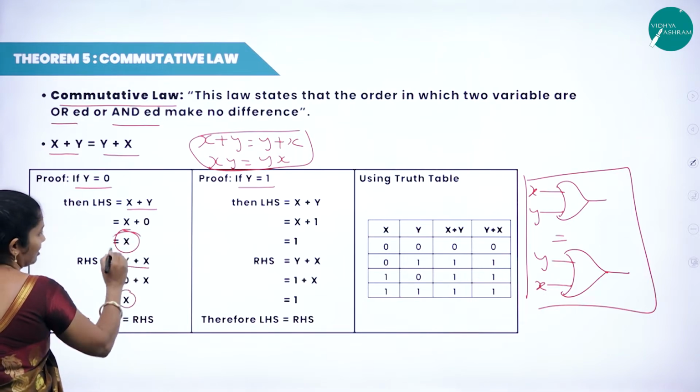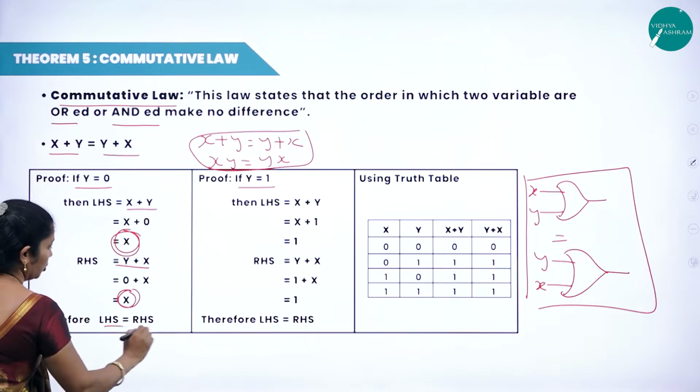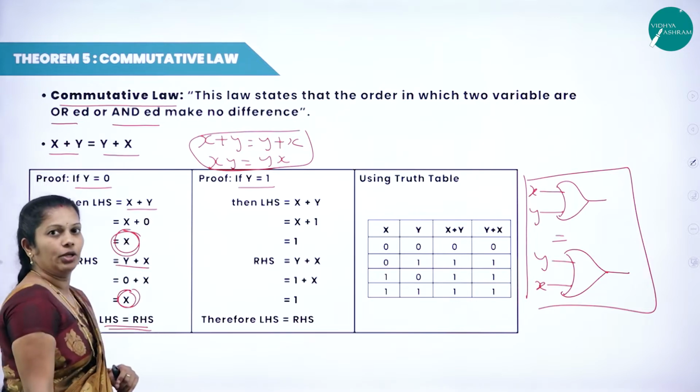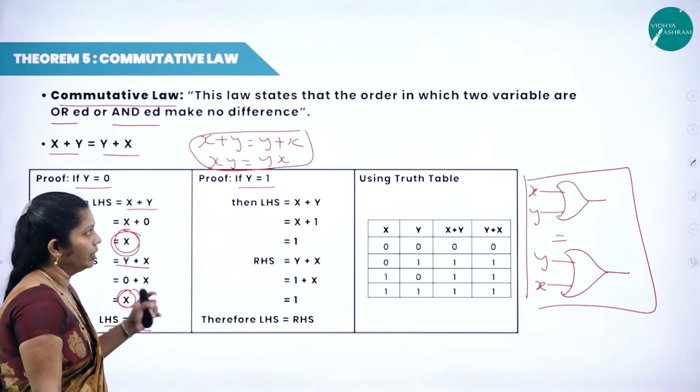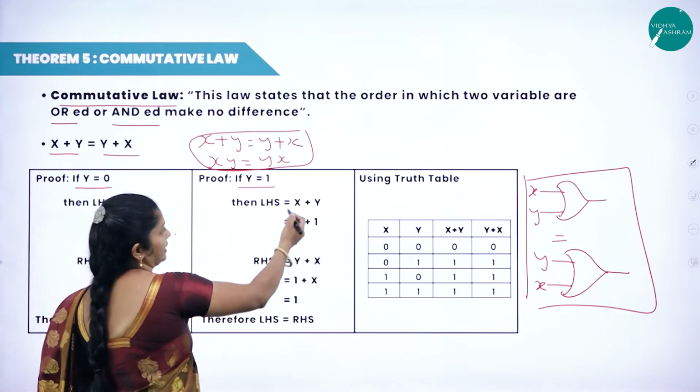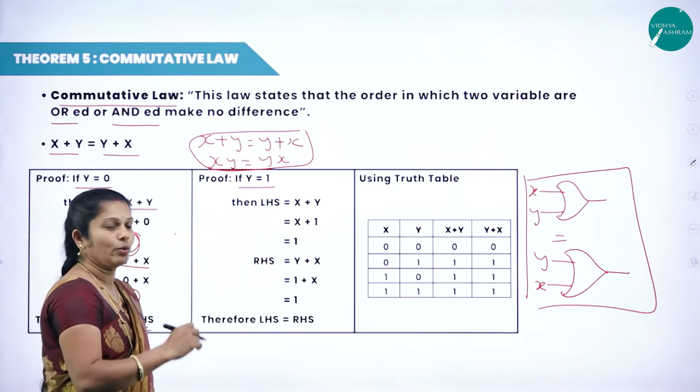Therefore, the right hand side value here is also 0, and here also 0. Therefore, right hand side value equals left hand side value. Now in the same way, we want to prove the second one, when I put y equals 1.